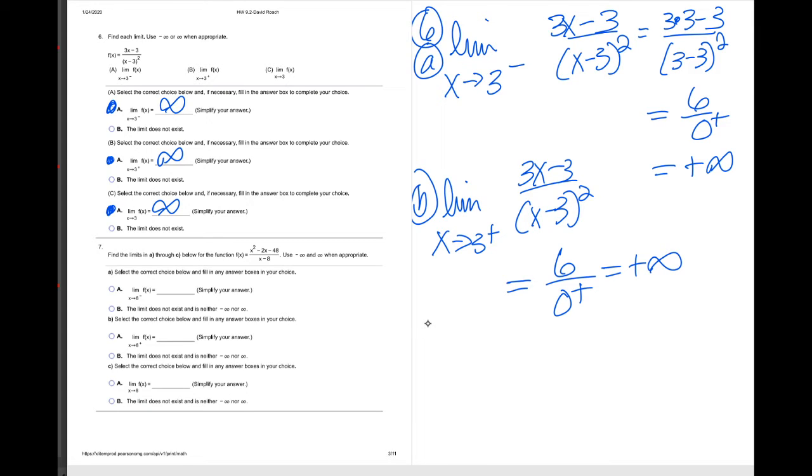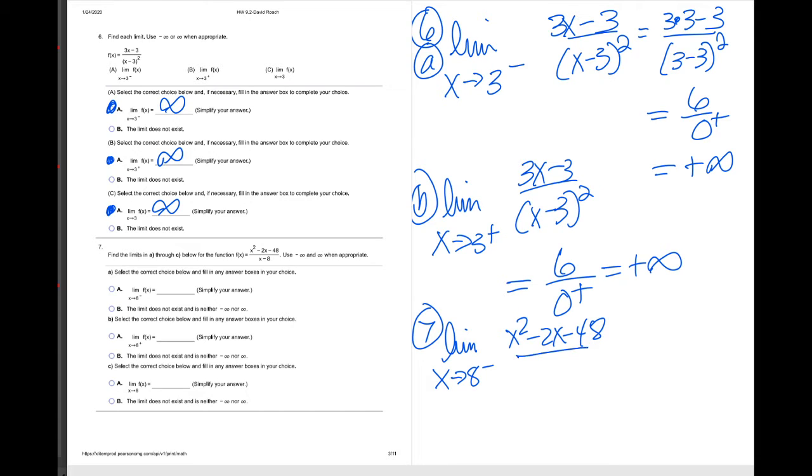All right. On to number 7. We have, as we approach 8 from the left, something that looks like it's going to be simplified algebraically. So be careful here. We do have a division by 0, but I'm thinking it's going to simplify. So let's try it out.